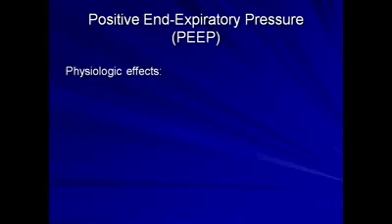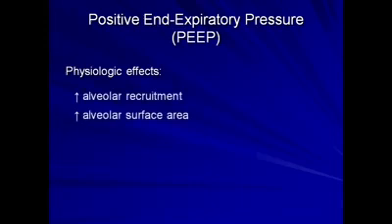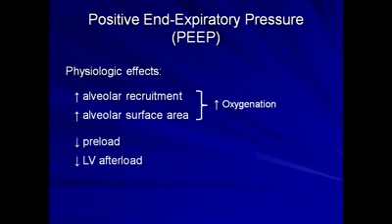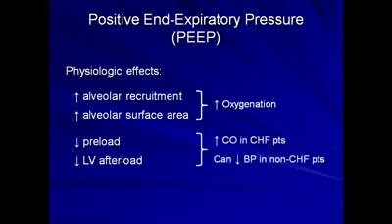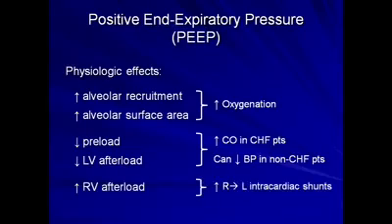There are many physiologic effects of PEEP. The most clinically relevant are usually an increase in alveolar recruitment and an increase in alveolar surface area for gas diffusion, which both work to increase oxygenation. PEEP also results in a decrease in cardiac preload and a decrease in left ventricular afterload. These effects can increase cardiac output in patients with CHF and volume overload, though they can decrease blood pressure in other patients. Finally, PEEP increases right ventricular afterload, which can result in an increase in right to left intracardiac shunts in patients with certain forms of congenital heart disease.